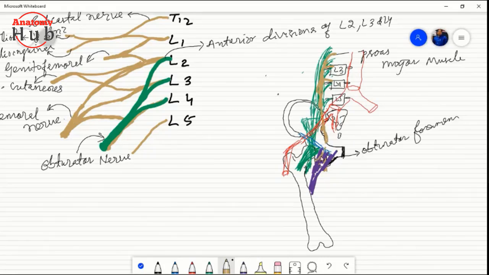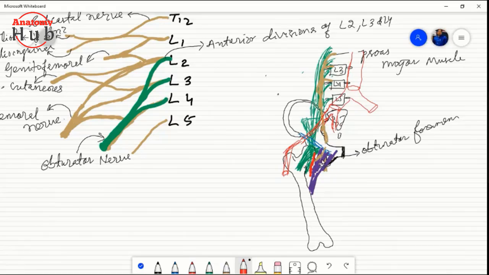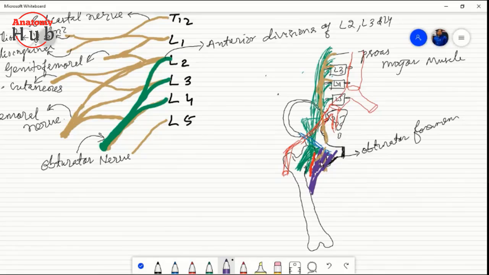This anterior division descends between your adductor longus and, behind it, what will you find? The adductor brevis muscle. I will draw the adductor brevis in another color. At this point you will find the adductor brevis, which is hidden by the adductor longus. The adductor brevis is a deeper muscle than the adductor longus. So the anterior division descends downward in between the adductor longus and the adductor brevis.